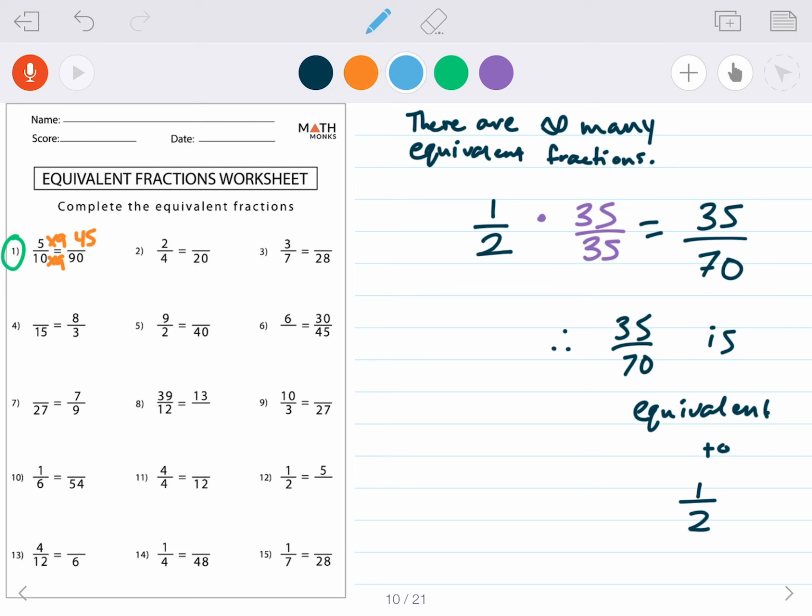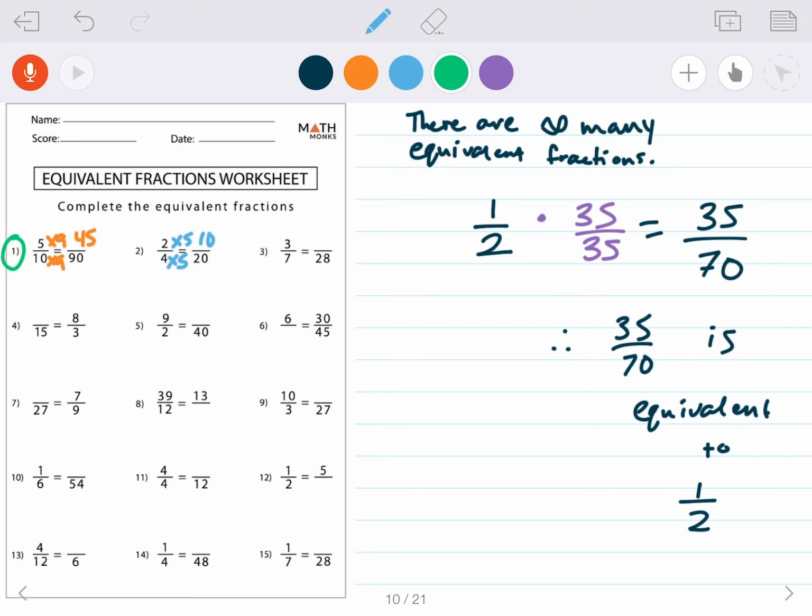Let's do number 2. Here I'm looking at the bottom. 4 times what is 20? Well, 4 times 5 is 20. So I do the same thing at the top. I'm multiplying by 5/5, I'm multiplying by 1. So 2 times 5 on top gives me 10/20. 2/4 is the same thing as 10/20. We can also, I'll cover that later. But all right, let's look at the next one.